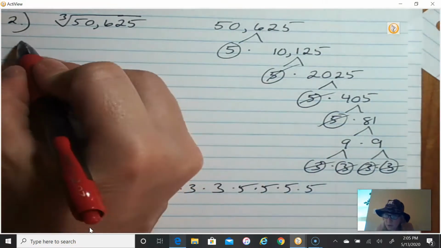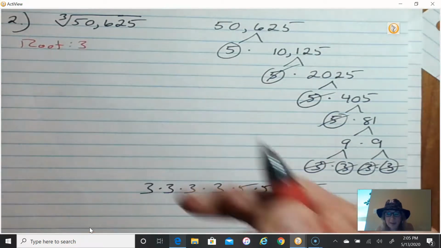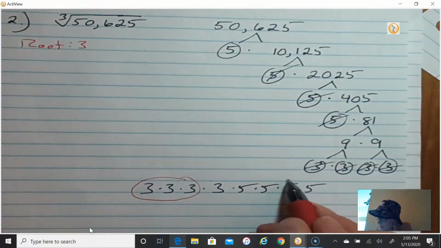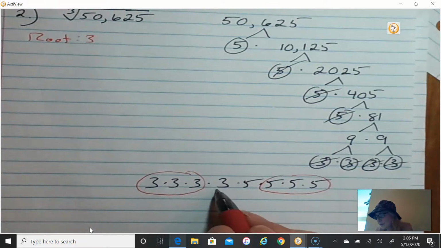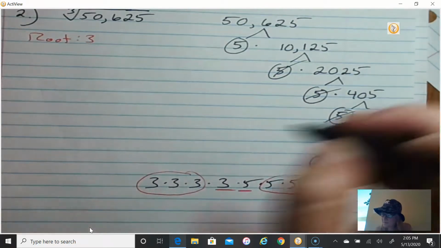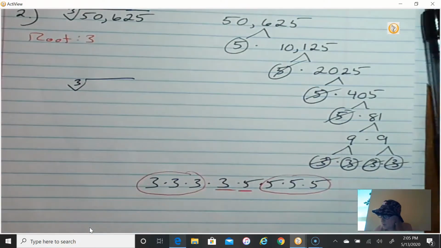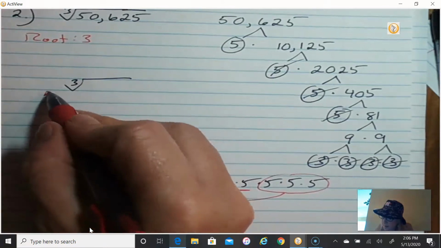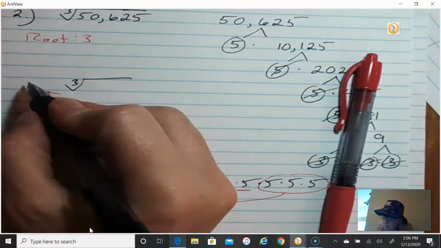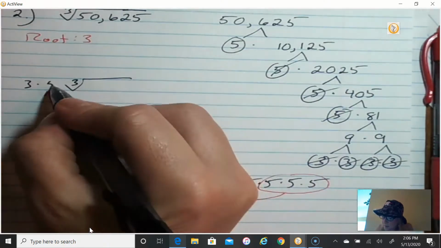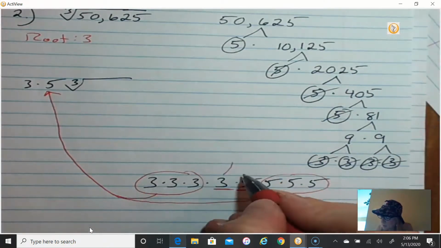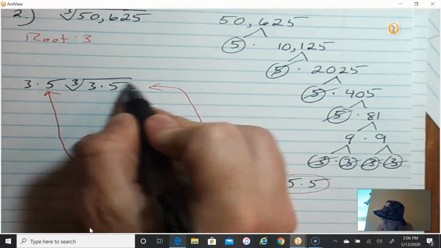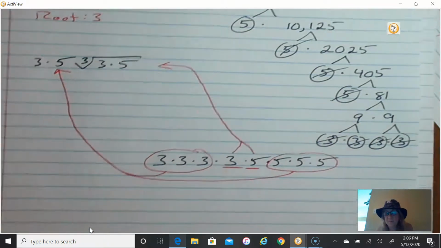Okay, my root is 3. See, root 3. So I'm circling my groups of 3. I'm going to do it this way. These two numbers are my leftovers. So the 3 and the 5 go on the outside. So that's 1 3 times 1 5. And then my 2 leftovers go on the inside. That's 3 times 5, because the leftovers are 3 and 5.